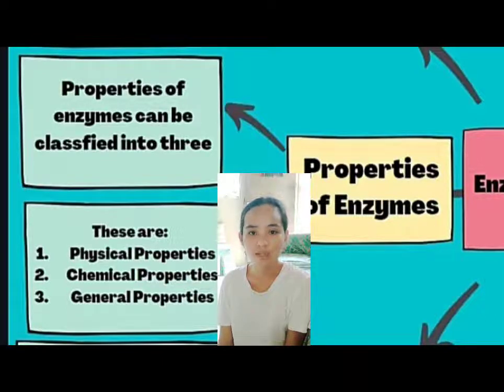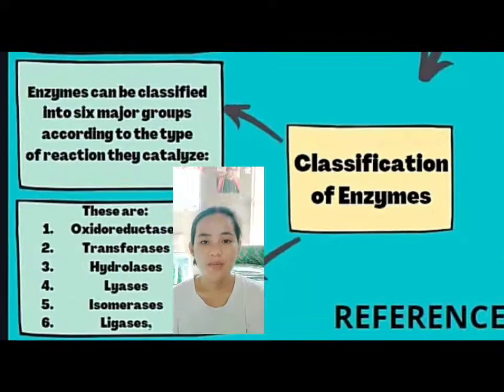For the general properties of enzymes, enzymes initiate and accelerate the rate of biochemical reactions. The activity of enzymes depends upon the acidity of medium or the pH specific. Enzymes can accelerate the reaction in either direction. And now, let me proceed to the classifications of enzymes.